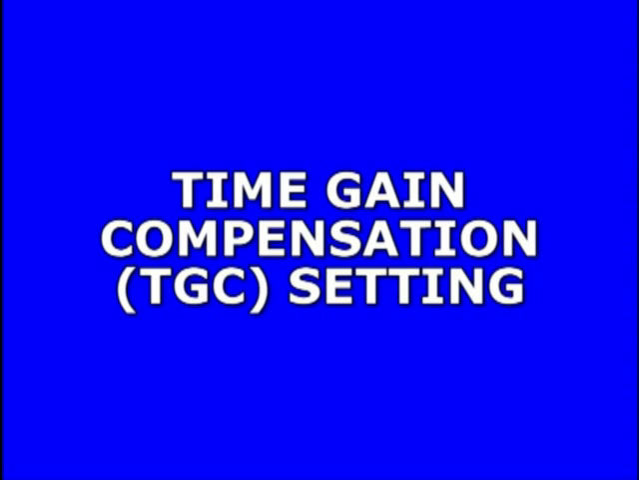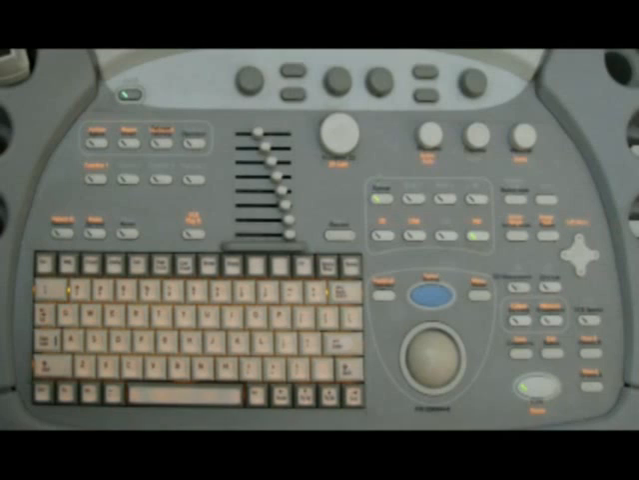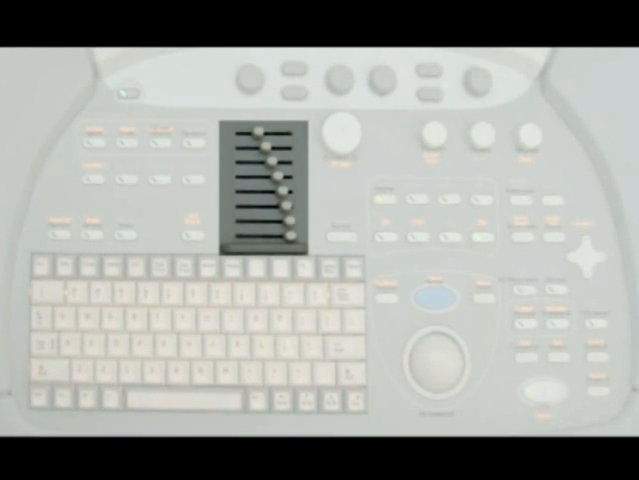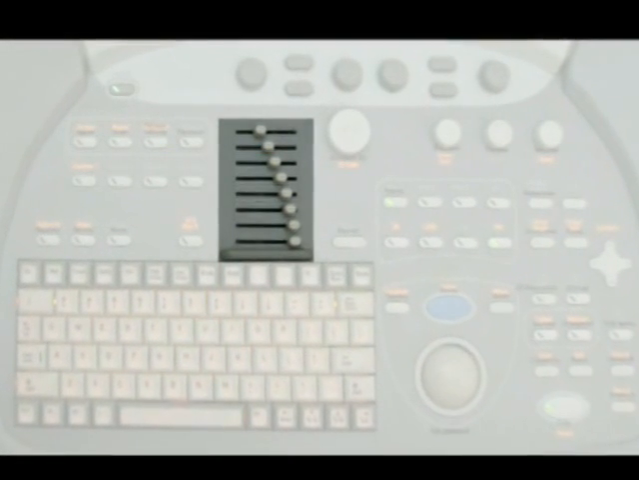The time gain compensation setting. The ultrasound beam is attenuated as it is conducted through tissue. If uncorrected, attenuation will produce a scan that darkens progressively with depth. This is compensated for by the TGC, time gain compensation, amplifier, which progressively boosts the signals from deeper interfaces.